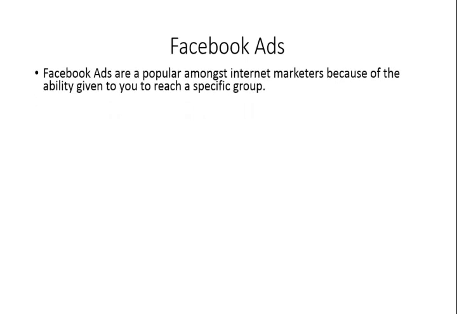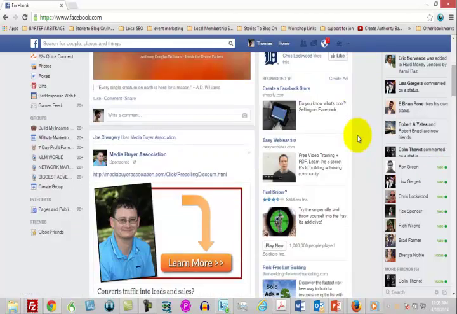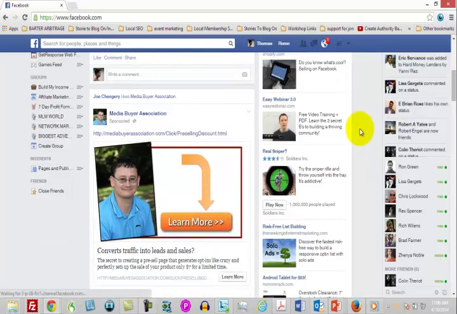Now Facebook ads are popular amongst internet marketers because of the ability given to you to reach a specific group with each advertisement. Notice here who is reaching out through Facebook. You'll see all of these things are related in some way to internet marketing. And more than likely, these individuals are using custom audiences and Facebook ads in some combination. We'll talk about custom audiences in a minute. But because Facebook gives you the ability to target a specific demographic, it's ideal to use as a traffic source.